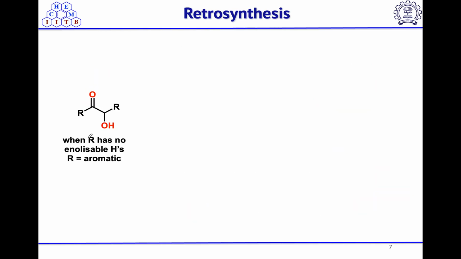Now, if you see this molecule, it is an alpha hydroxy ketone, so we can't get this molecule from the aldol reaction. Here we have also given some limitations: this R should not have any ionizable protons, both are symmetrical, and it's aromatic. So how can we synthesize this molecule? Write or comment in the chat box.